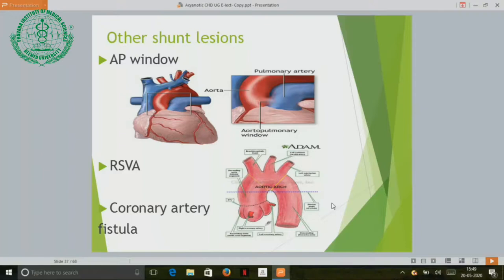Then another shunt lesion is AP window. AP window is aortopulmonary window. Now what is AP window? The pulmonary artery and aorta originate from their respective ventricles. They are located near each other and there is a septum which separates the aorta from the pulmonary artery at their base, which is called the spiral septum. If this septum has a defect, then there is a huge communication between the two great vessels. So deoxygenated and oxygenated blood get mixed at this level, and that is called AP window or aortopulmonary window.